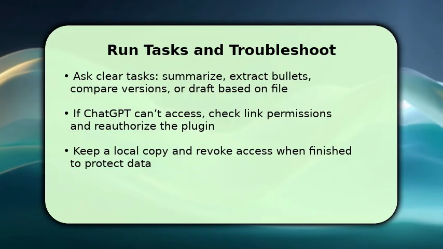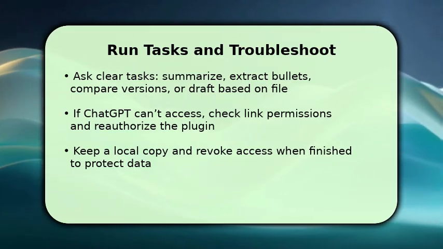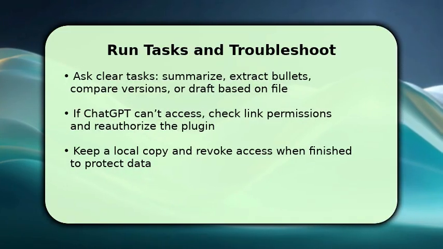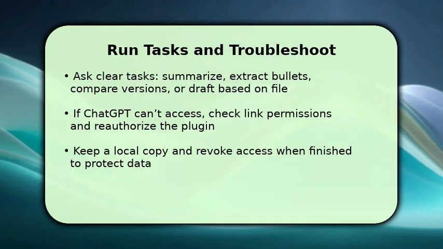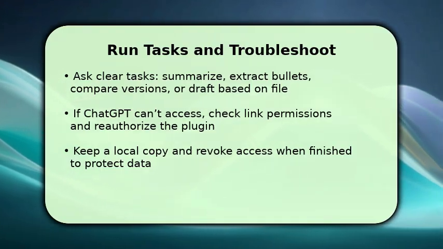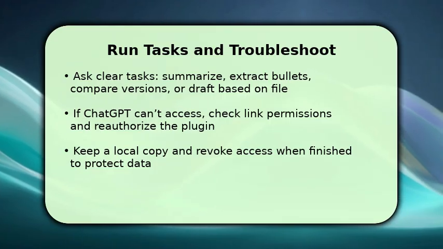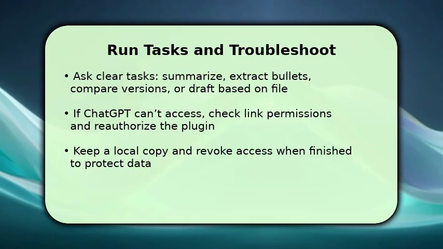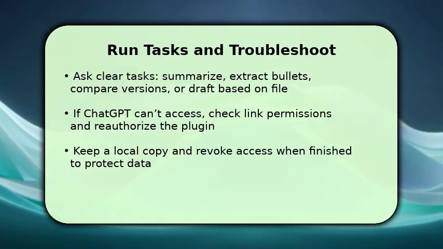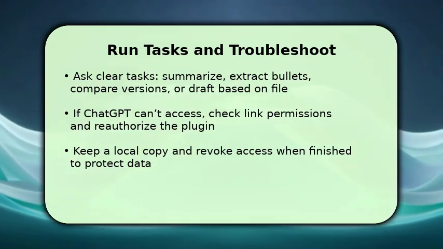If ChatGPT reports it cannot access a file, first reconfirm the shared link permission and then reauthorize the Drive connection. Sometimes revoking and granting OAuth fixes stale tokens. Make sure to keep a local backup of originals, and when you're done, revoke or tighten sharing to protect sensitive data. That single troubleshooting step often resolves most access issues.